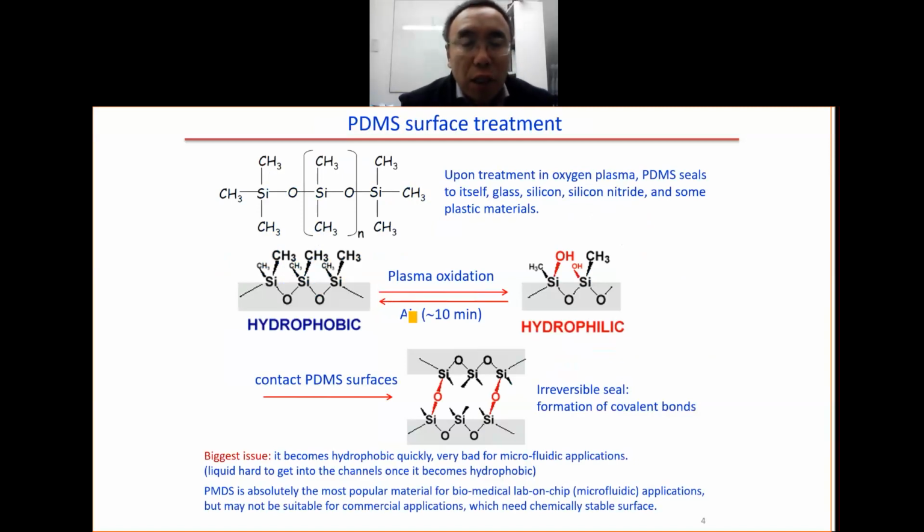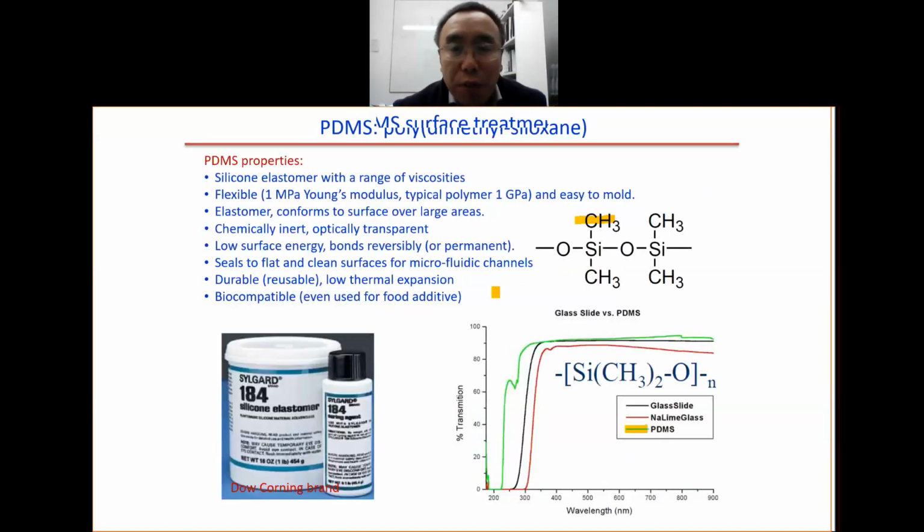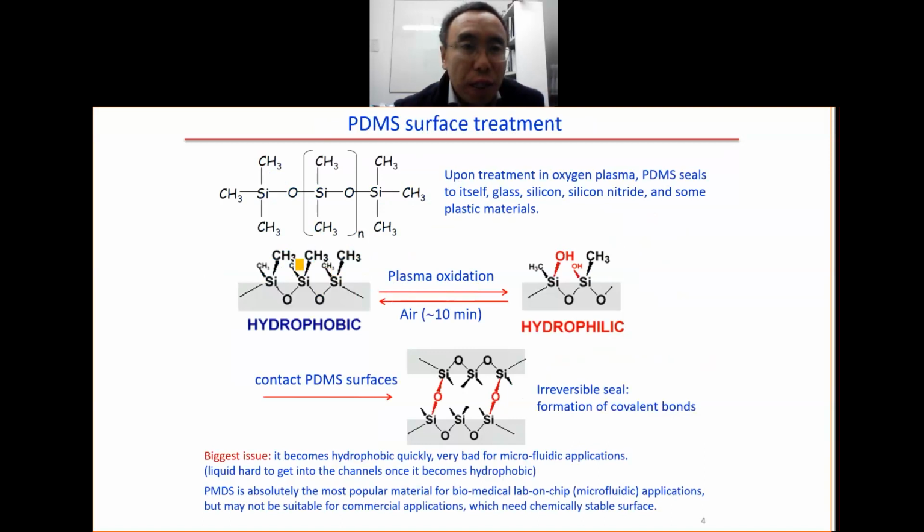Now let's look at how to modify the surface energy. When we look at this structure, because air has no surface energy, to lower the surface energy the methyl group will be exposed to the air. If it is exposed to air, it will be low surface energy and hydrophobic. How to make it hydrophilic?